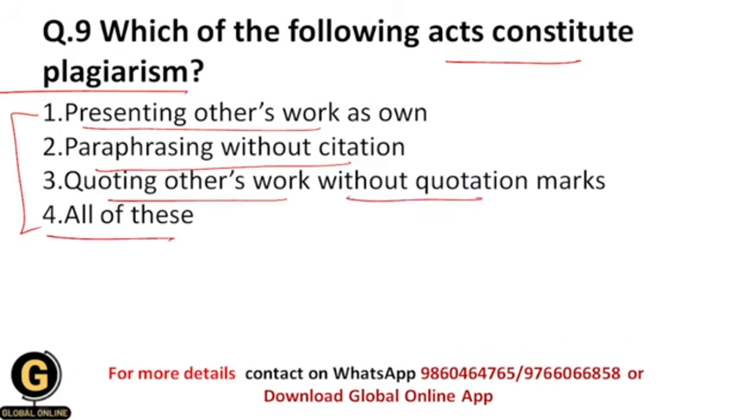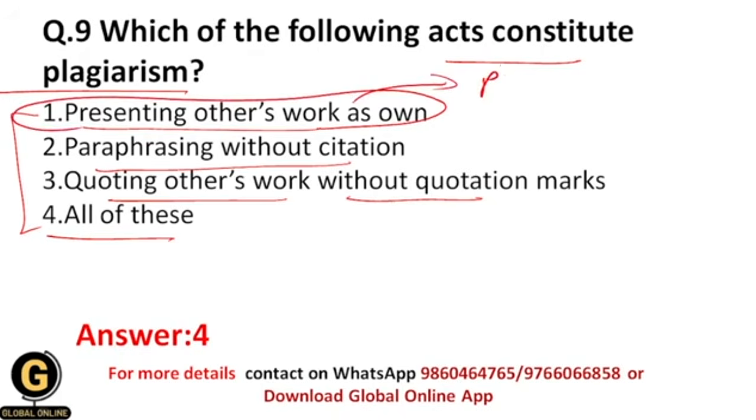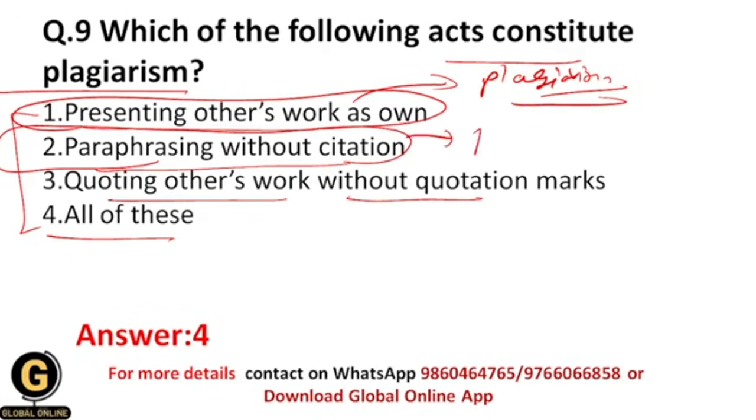All of these. So students, obviously your correct answer should be 4, that is all of these, because presenting others' work as own is the definition of plagiarism. Basically this is called plagiarism, right? And paraphrasing without citation is again plagiarism, as I have told you in the earlier part of this video, and this is called paraphrasing plagiarism. This is a type of plagiarism.